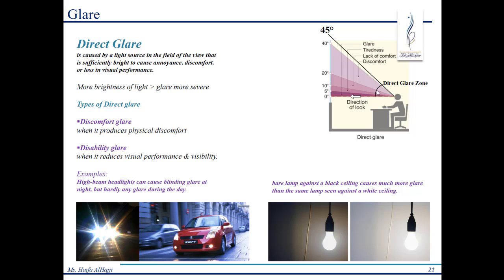Now, as we can see, this direct glare zone is being divided into parts. The direction of sight is the major glare one. Now, if you go further away from the center, you will experience something called discomfort glare, as we can see in here. This is the discomfort one. It is above 20 degrees from the center of direction. And we have something called disability glare.